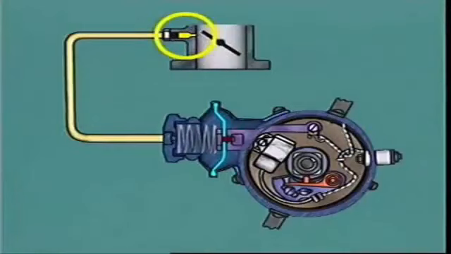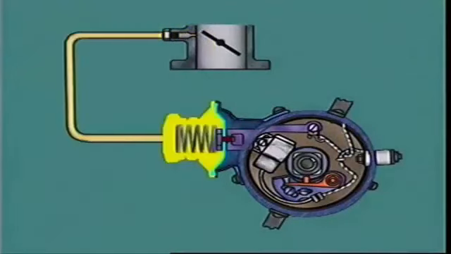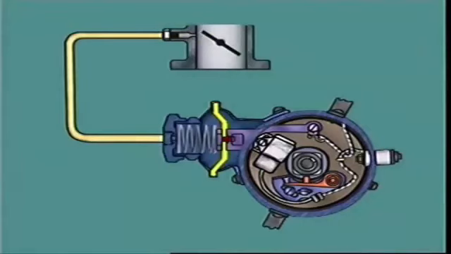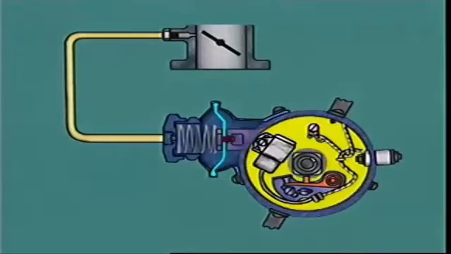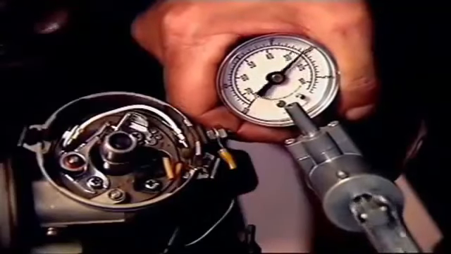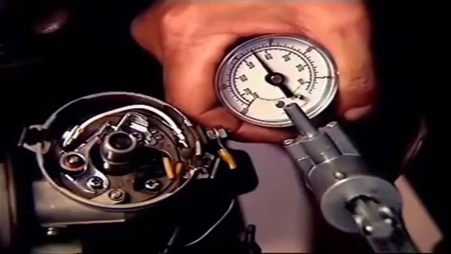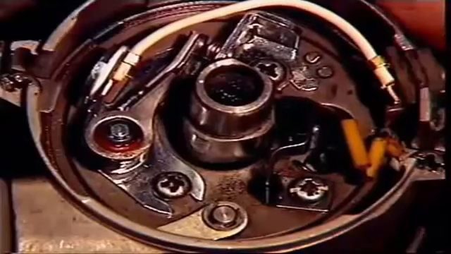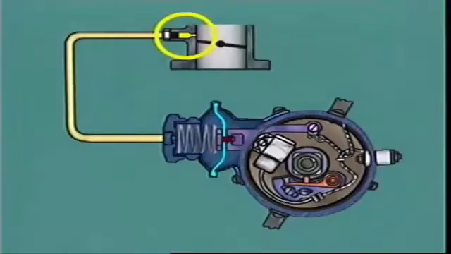The port is connected by a vacuum line to a sealed chamber on one side of a spring-loaded diaphragm. A mechanical link on the other side connects the diaphragm to the distributor base plate. The base plate is movable and can be rotated in relation to the distributor body in the opposite direction to the distributor cam rotation. The port in the throttle body is above the throttle plate when the engine is idling and no vacuum can reach the advance unit.